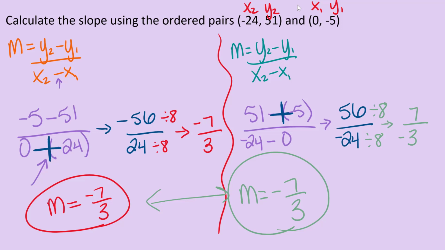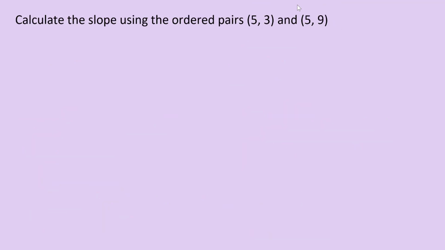If you're telling me that your x value of the first one is x1, then the y value of that first ordered pair has to be y1. You have to keep that order the same. All right, and let's quickly look at one more problem. So this time we're going to calculate the slope using the ordered pairs 5, 3 and 5, 9. You can choose whichever one you want to be x1, y1 and x2, y2. That's completely your choice. Just going to set it up this way because it's what I'm used to.